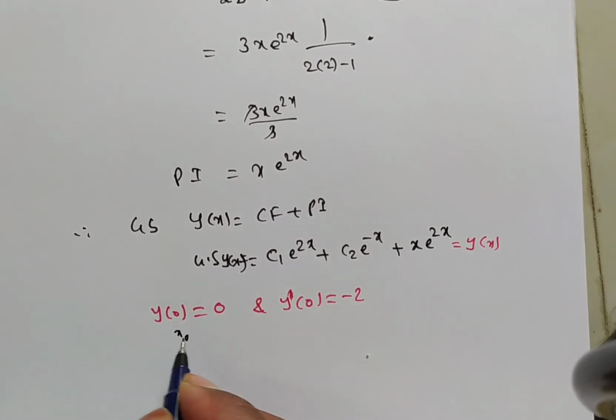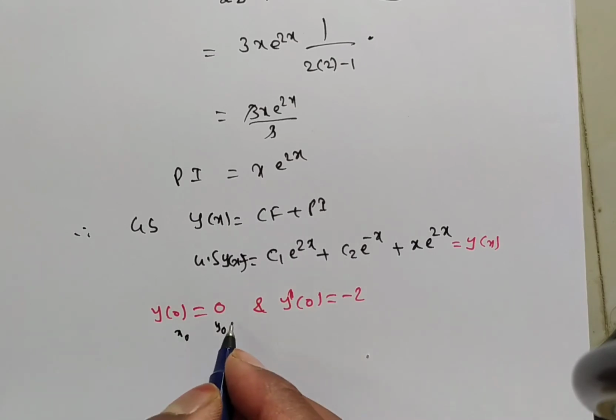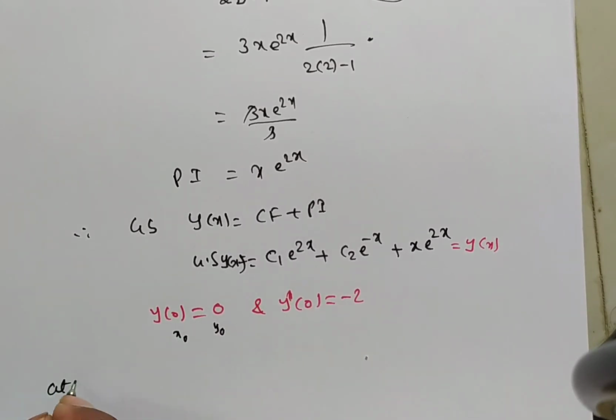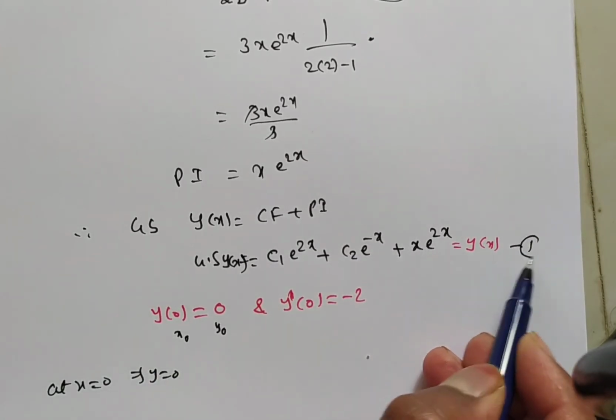In place of x we put x naught, and in place of y we have to substitute y naught. So this is y of x. So at x is equal to 0, the y value is 0. The meaning is, at x is equal to 0 implies y is equal to 0. Consider this as equation number 1.